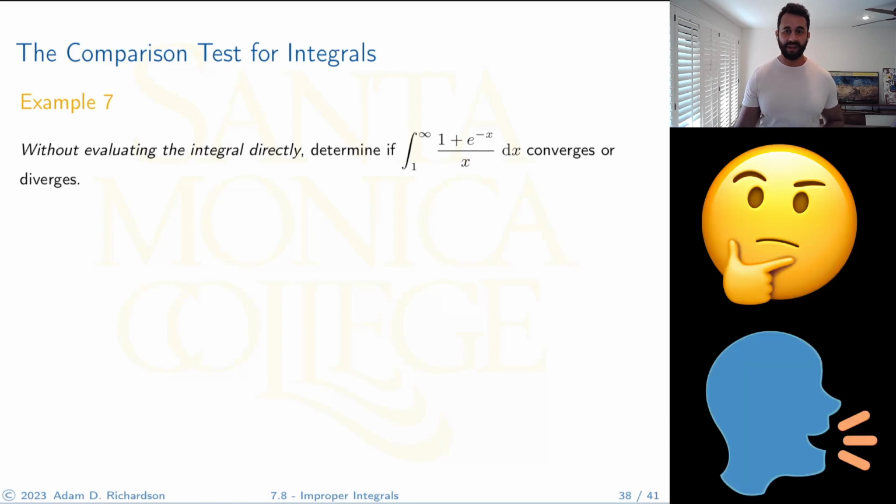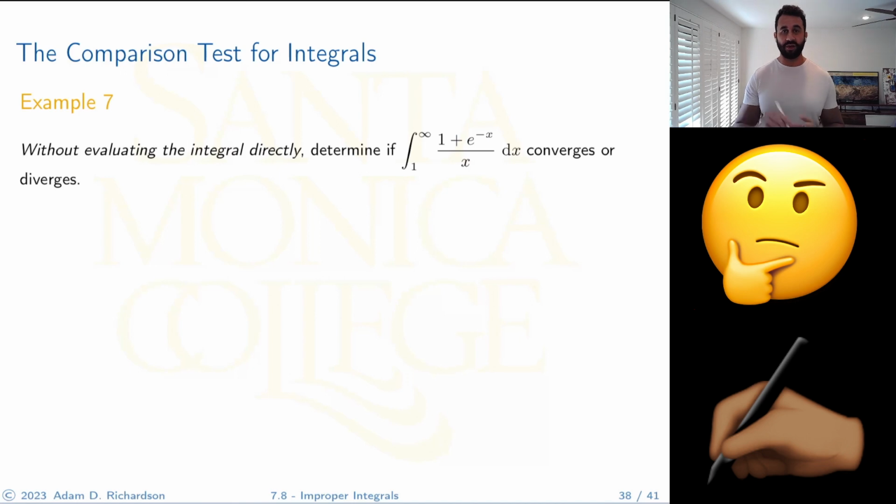All right, now say out loud what comparison you could make to anybody, your sister, your brother, your dog, the wall. Go. Okay, now try to work it out. Try to write down what your argument is. What is your comparison, and how can you use the comparison test to get a conclusion?